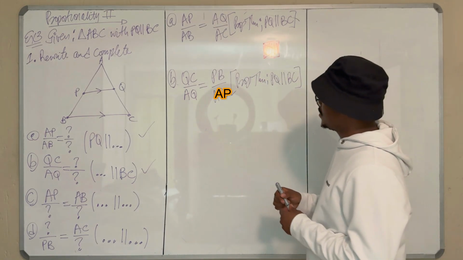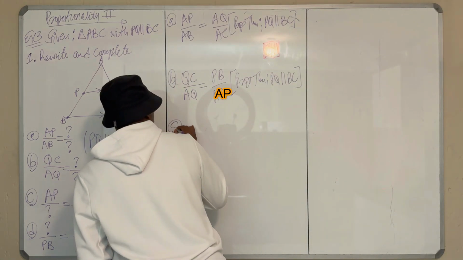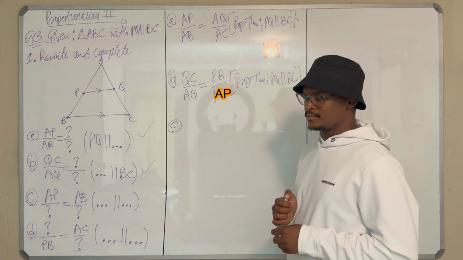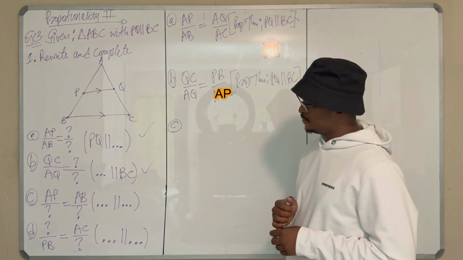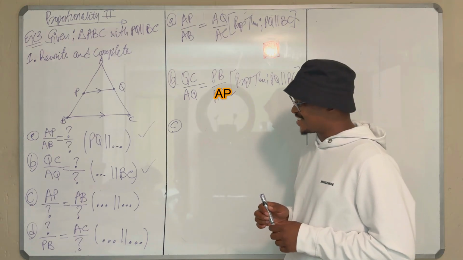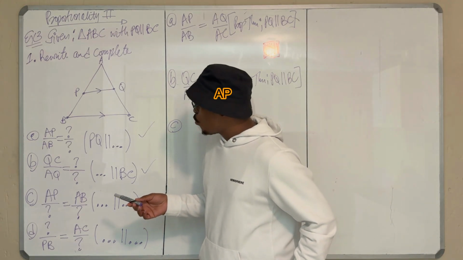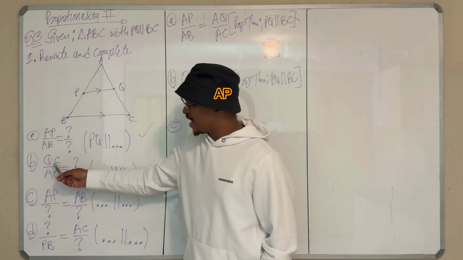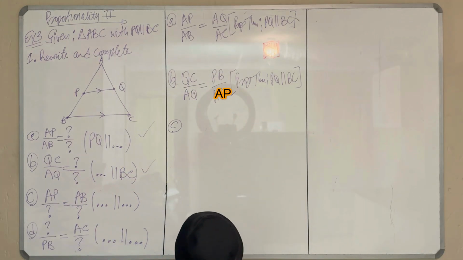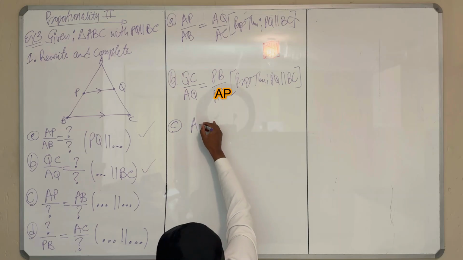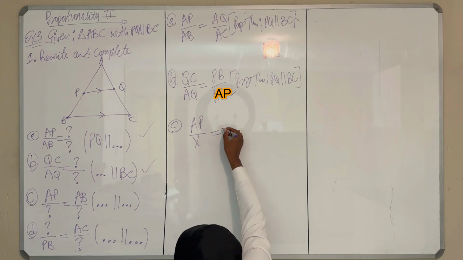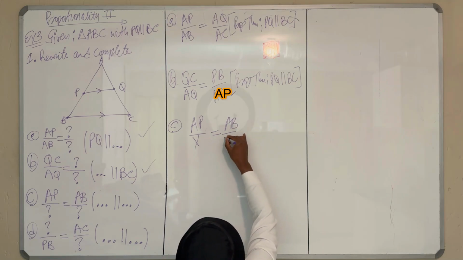So we're doing what? C. So what do we do with C? It's AP over question mark is equal to AP over question mark. So in a case like this, you want to have your things close together. Let's cross multiply. Instead, let's just say AP over X is equal to AB over Y.